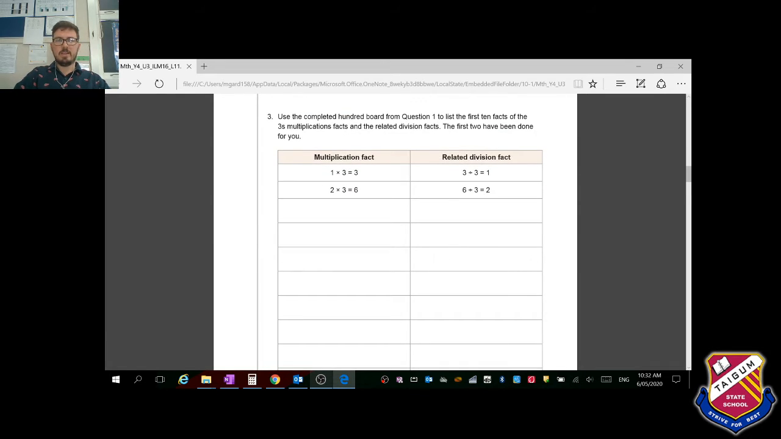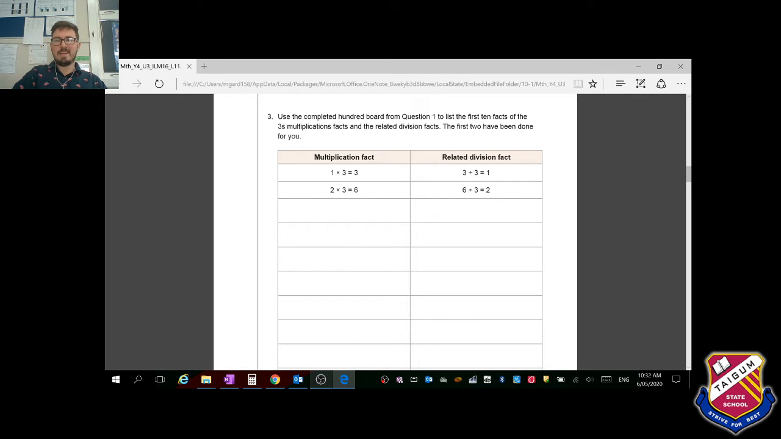Now let's look at 3. Use and complete the 100 board from question 1 to list the first 10 facts of the three's multiplication facts and their related division facts. So you're just going to continue that pattern. 1 times 3 is 3. 2 times 3 is 6. 3 times 3 is 9. 4 times 3 is 12. And just continue that down.